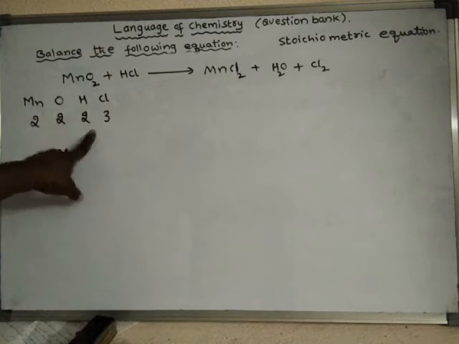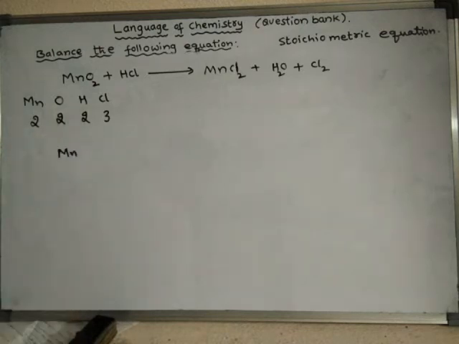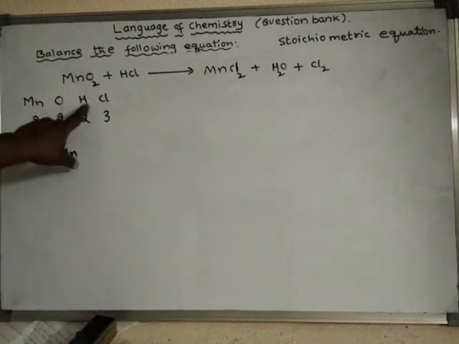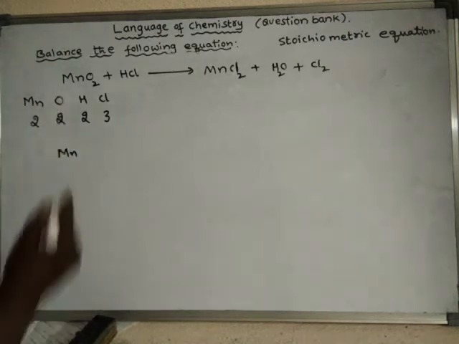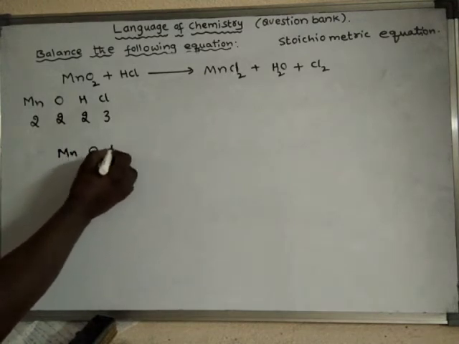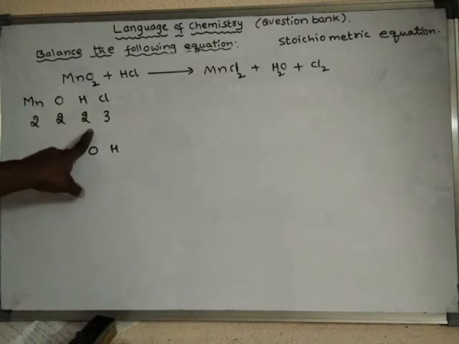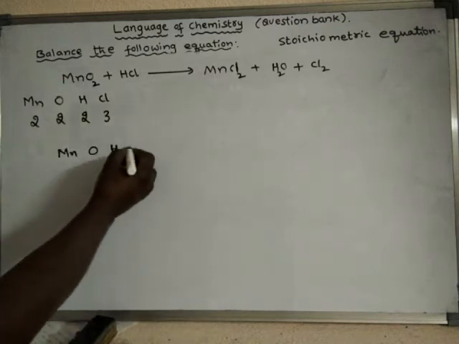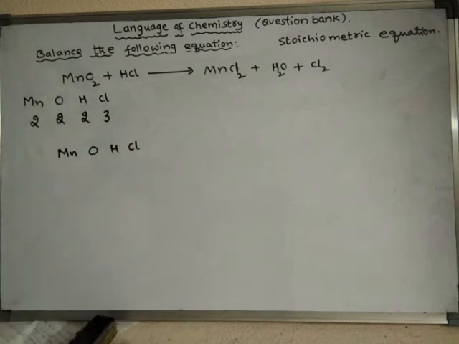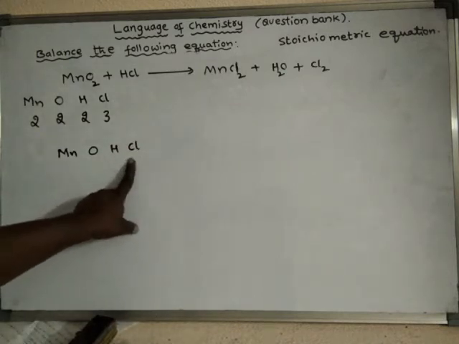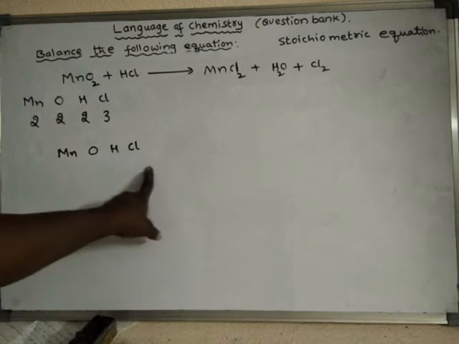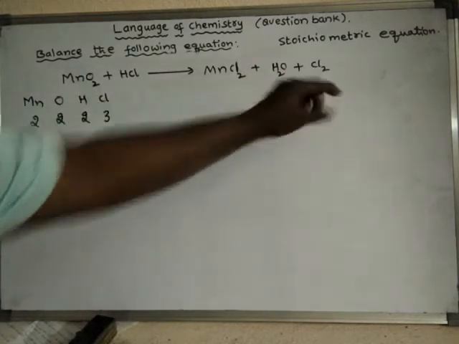When 2 non-metals have the same frequency number, then we have to write the non-metal with the higher atomic number. Out of these 2, which one has the higher atomic number? Oxygen atomic number is 8, whereas hydrogen atomic number is only 1. So I have to write oxygen first, and after that hydrogen. After writing the lower frequency number elements, now the element with higher frequency number I will write. So at last chlorine. This is the increasing order of frequency number, and the same order is used to balance the equation.